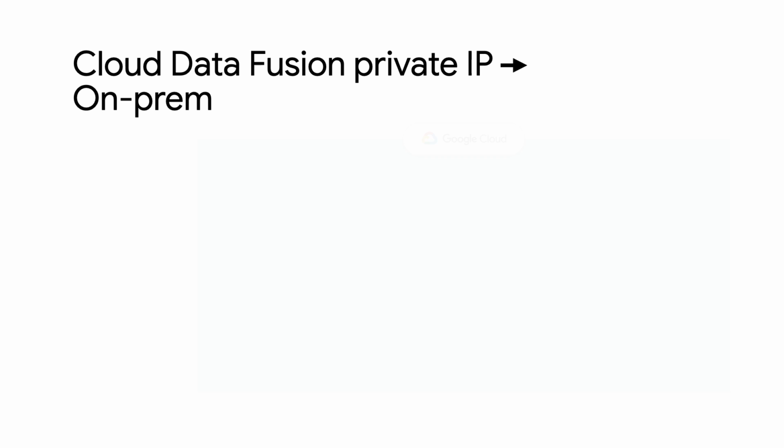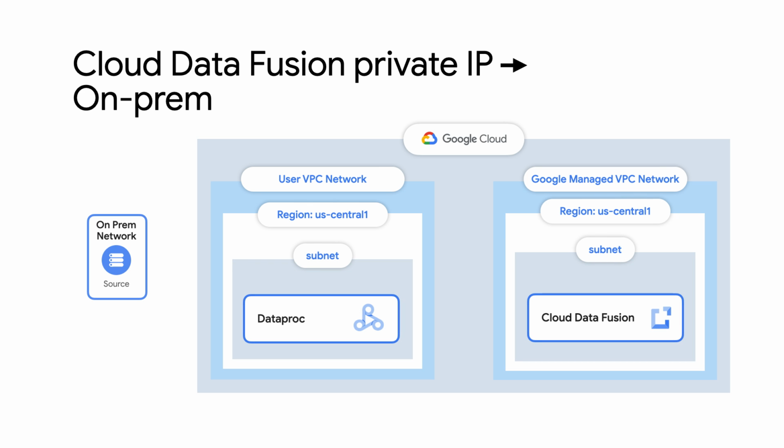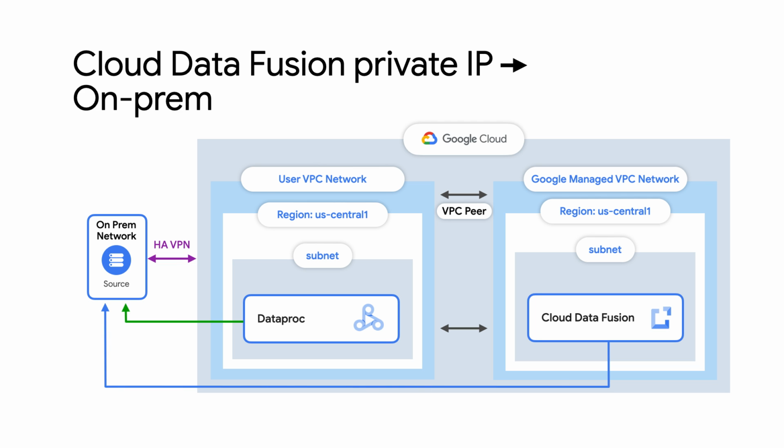When accessing sources in an on-prem environment with Cloud Data Fusion private IP, a hybrid connection must exist between the user VPC and the on-prem environment. Either an HA VPN or interconnect can be used. Both the IP CIDR range for the tenant VPC where the Cloud Data Fusion instance is hosted, as well as the IP CIDR range of the Dataproc cluster in the user VPC, must be advertised over the hybrid connection, and on-prem firewalls must be configured to accept ingress from these ranges.